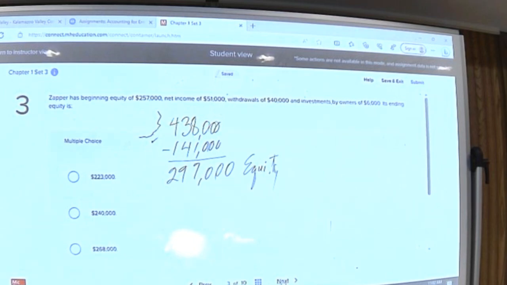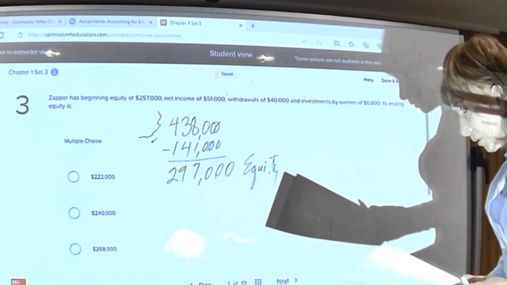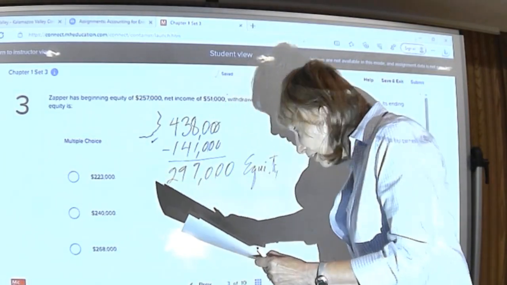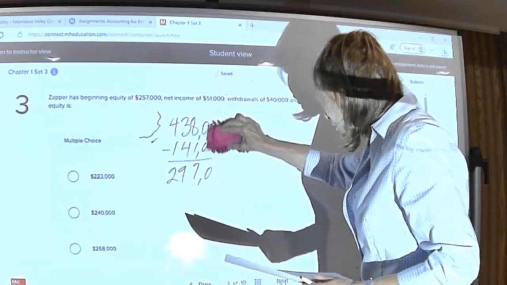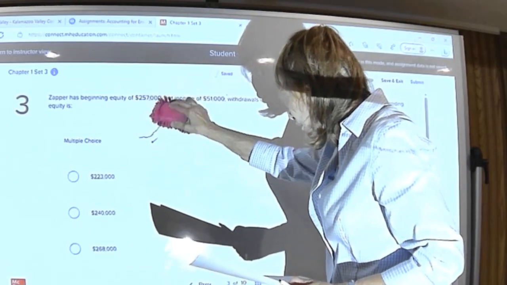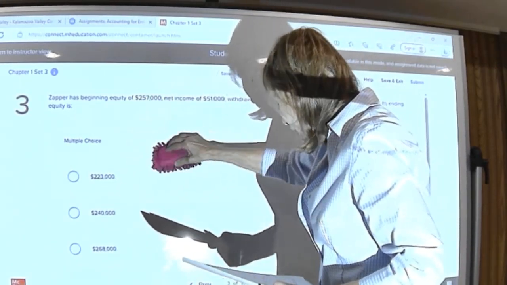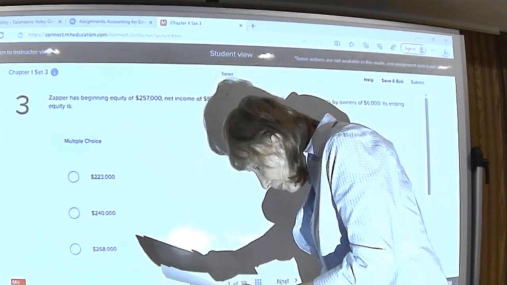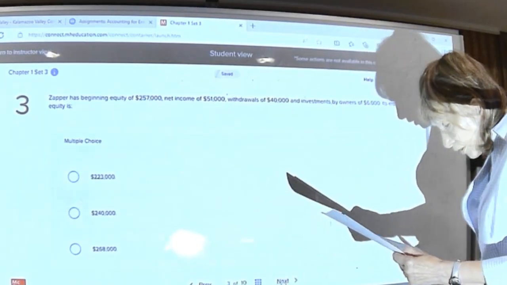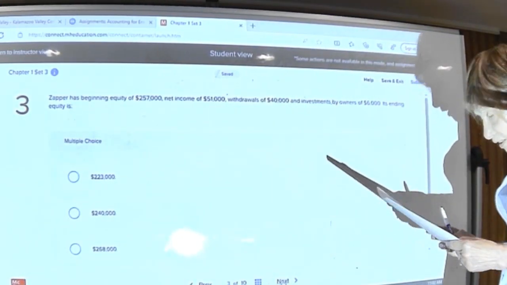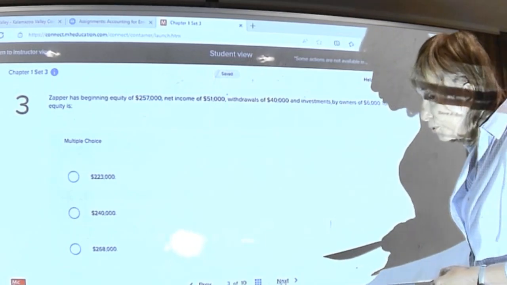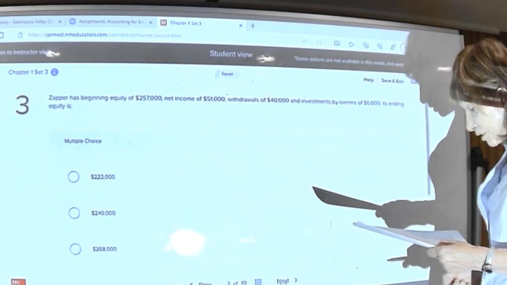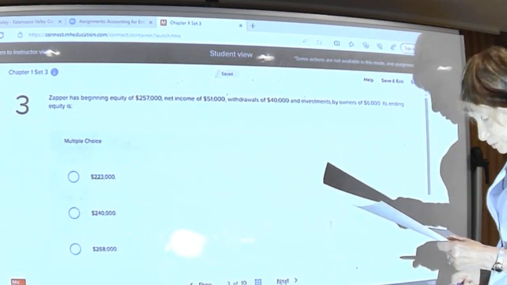Next question. Here we have beginning equity at the start of the accounting period. Remember that our business can be divided into time periods for accounting purposes. And at the beginning of that period, this particular company has beginning equity. Remember, equity is the owner's right to the assets of the business, the owner's interest in the business.